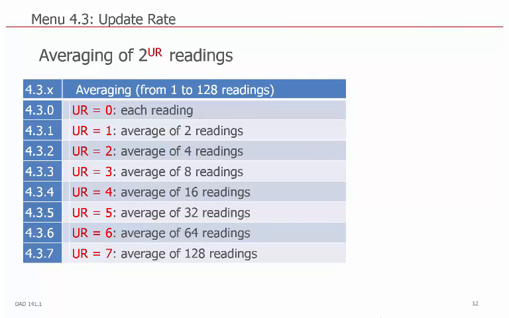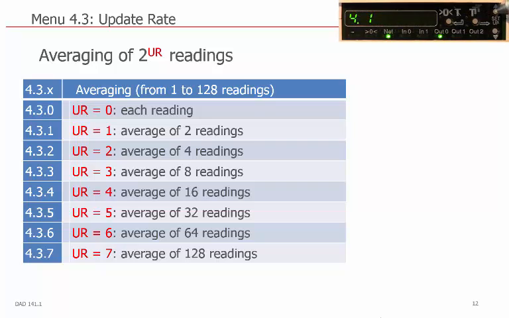Menu 4.3, the update rate. Submenu 4.3.x, the update rate depends on the number of averages, which is defined by exponent UR in the expression 2 raised to the power of UR. UR can be chosen from 0 to 7. If UR is 0, each reading will be taken. There is no averaging. If UR is 7, this is an average of 128 readings, which leads to a lower output rate.